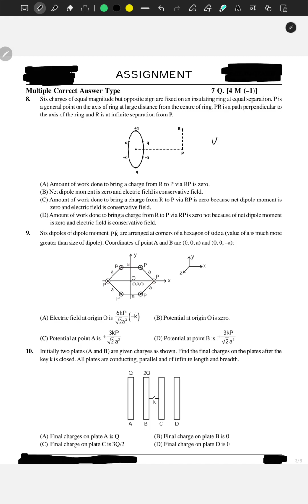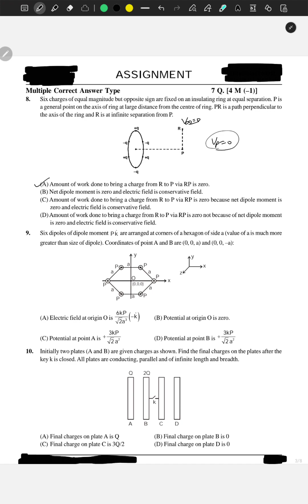So first of all, the potential at point P is 0. You can see that the charge distribution is the same, and the net charge is 0: three plus Q and three minus Q. The net charge is 0, so the potential at P will be 0. P is at the same distance from each and every charged particle. The potential at infinity we assume is 0, so the work done will be 0. So the first option is correct.